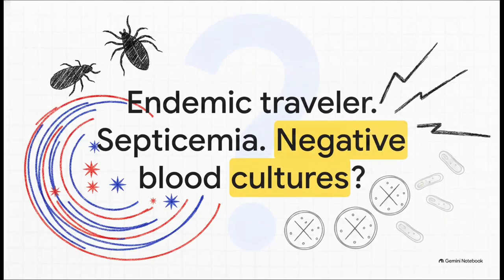Picture this. Your board exam throws a case at you. A patient comes in with septic shock and disseminated intravascular coagulation, or DIC. You run the standard panels, but their blood cultures come back completely 100% negative. This is the classic diagnostic mystery we're solving today. What in the world is hiding in this patient's bloodstream?